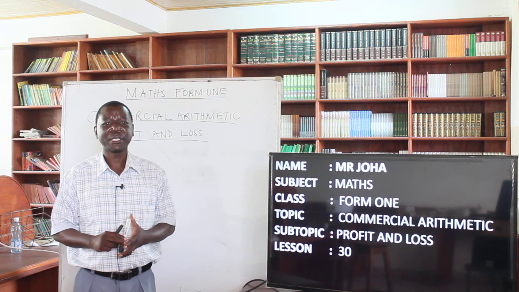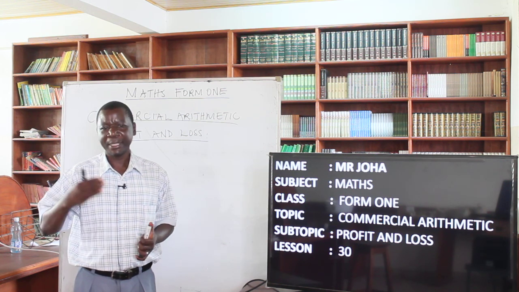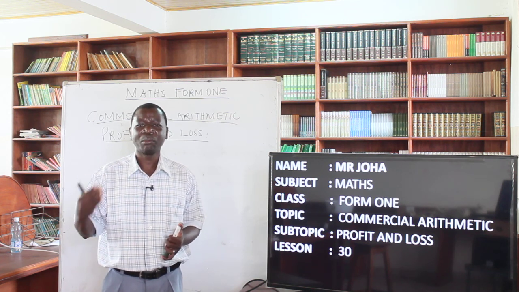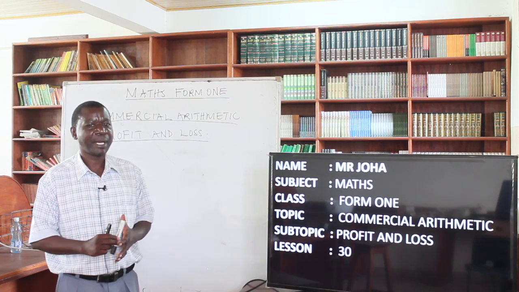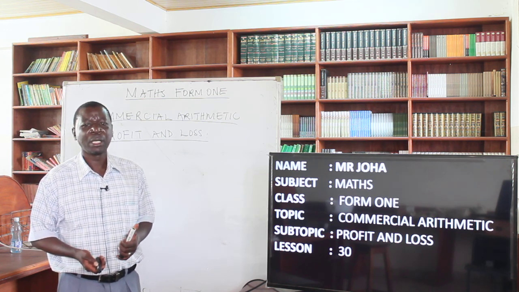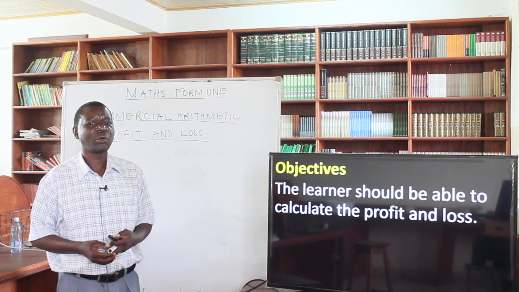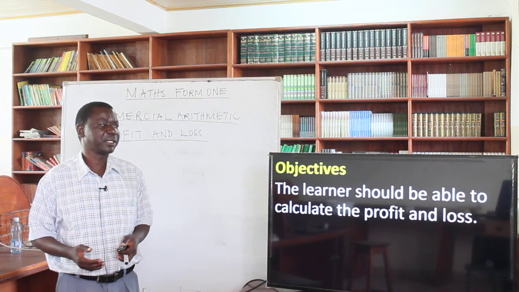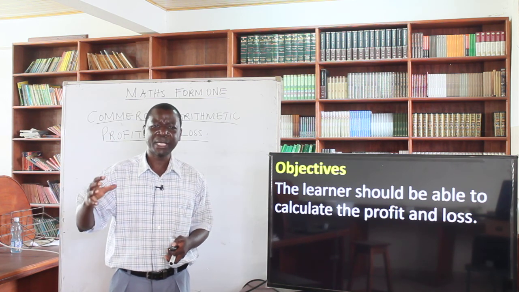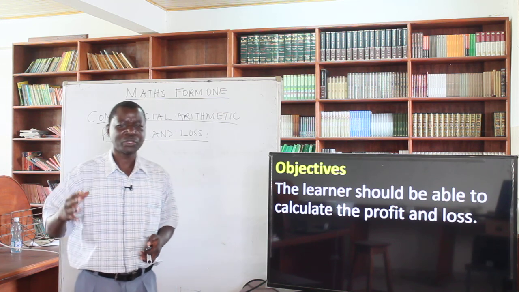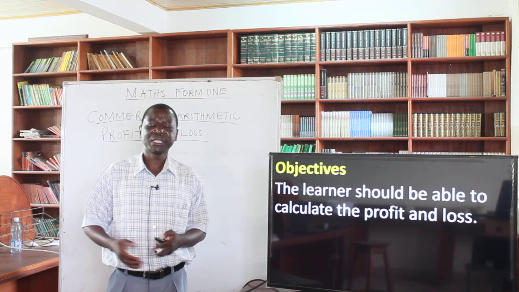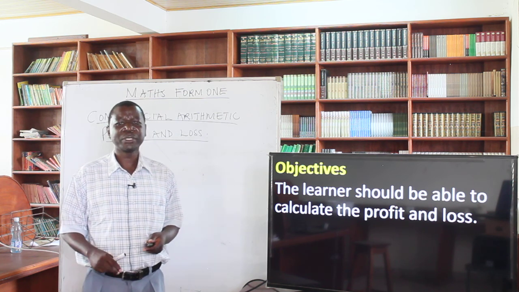We want to look at commercial arithmetic in our series of learning about commercial arithmetic. This is maths in Form 1, and the objective that we want to capture in this particular lesson is that we should be able to calculate the profit and loss, and at the same time calculate the percentage profit and percentage loss. My name is Mr. Joha.